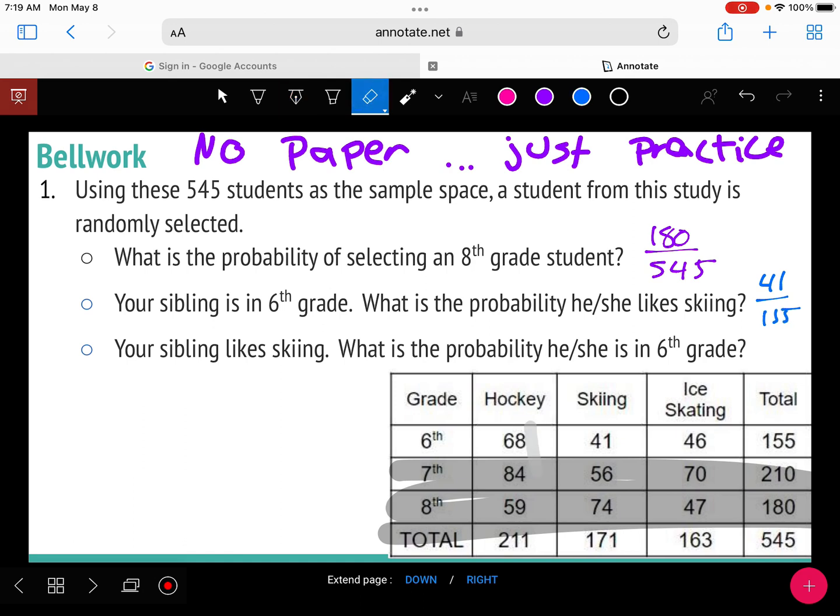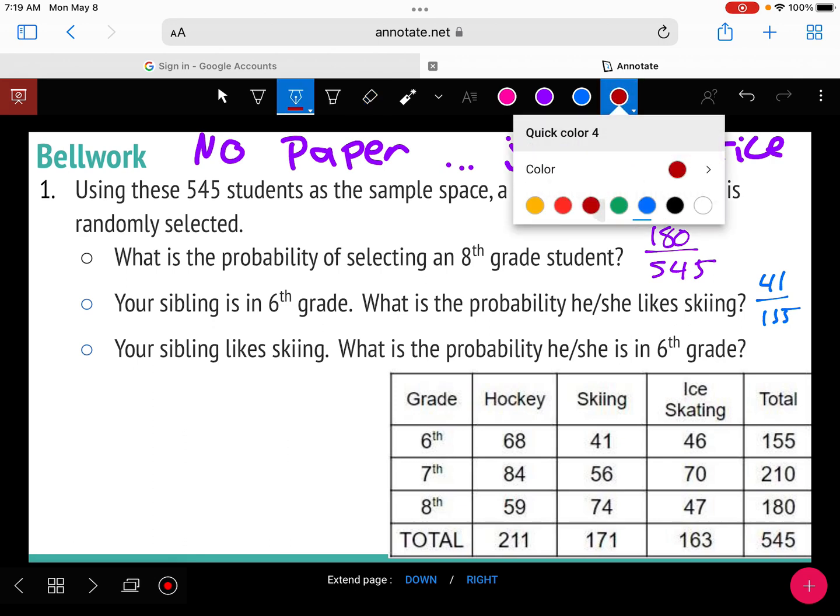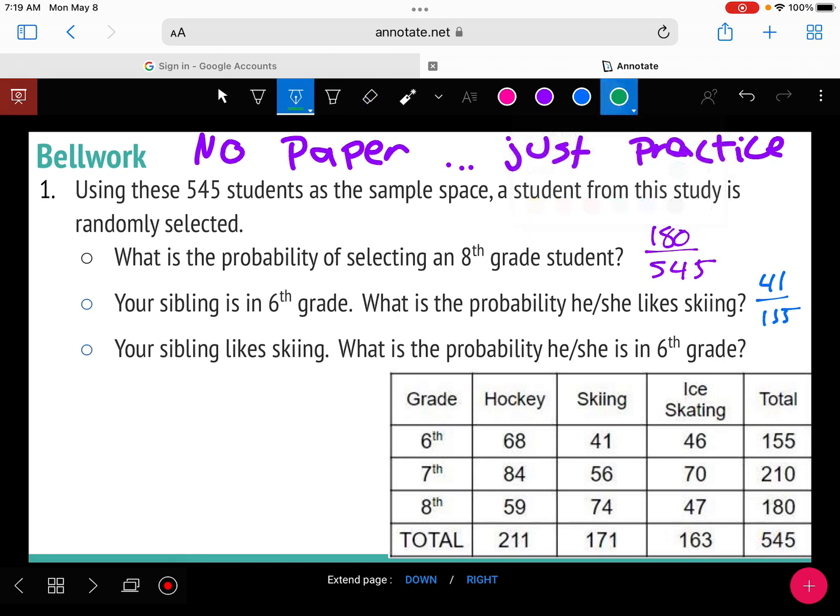So now we have another sibling that we pay even less attention to. I know they like skiing. We've gone on ski trips. I forgot what grade they are. So if I know my sibling likes skiing, what's the probability that they're in 6th grade? 41 out of 171. Because that blocks us off into the column as opposed to the row.